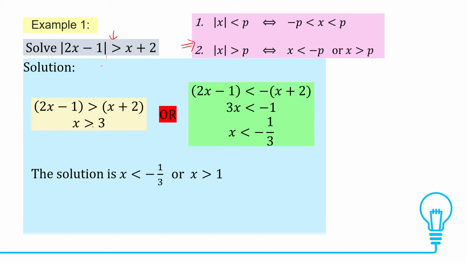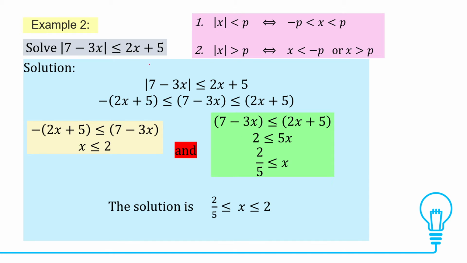Okay, and then rearrange it's greater than 3 and this is an or. Okay, so the second one is my 2x minus 1 less than minus. Rearrange this one, so you can put it this way or you can leave your answer here.